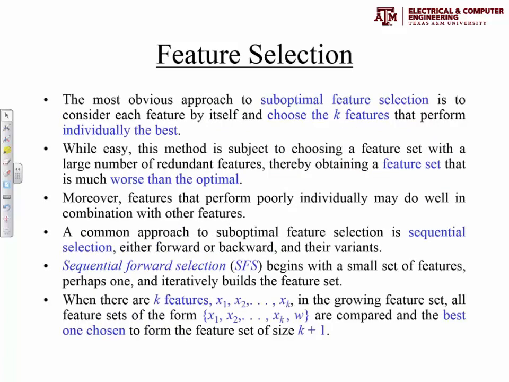So naturally, instead of going for the optimal feature selection, you will go with the suboptimal one, right? And there are different techniques that are available, mostly ad hoc techniques, right?